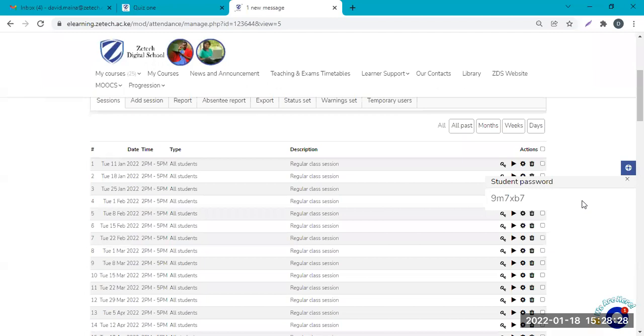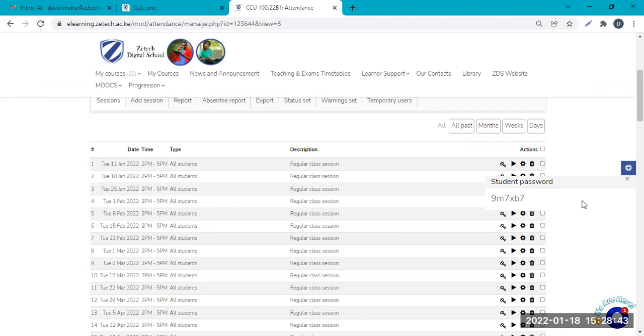9M9M9m7xb7. Small m, 7, small x, small b, 7. That is your register. That is your password for the register.